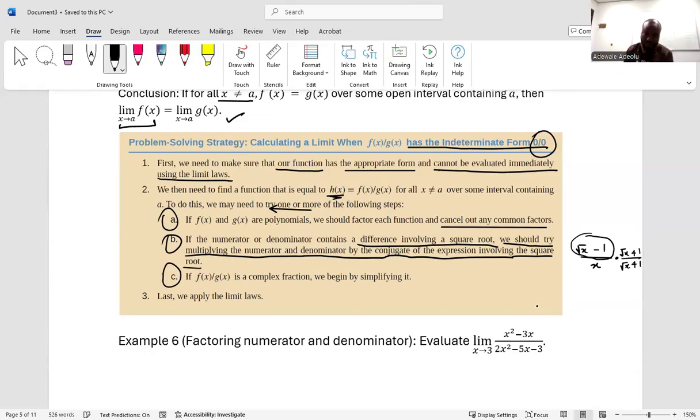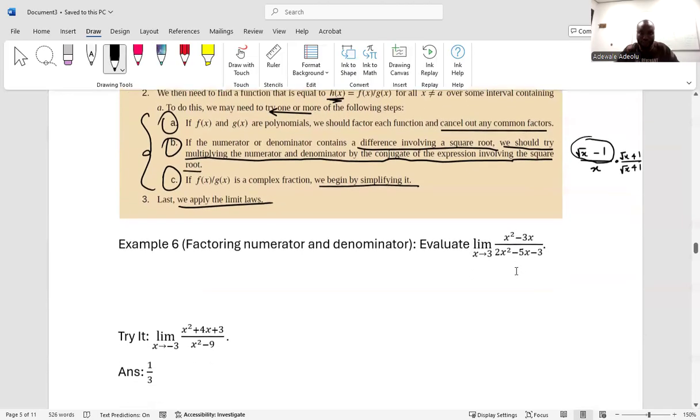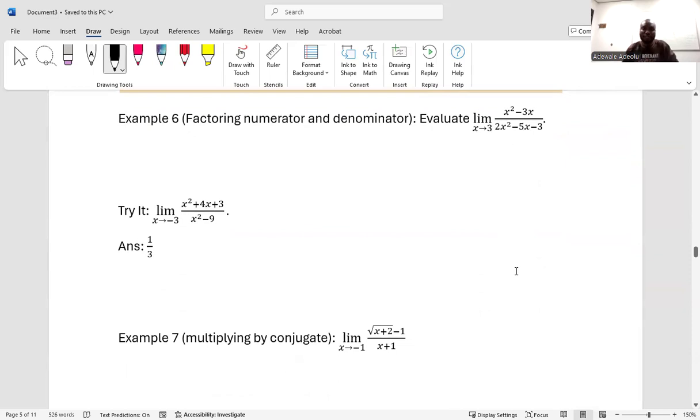And lastly, if f of x and g of x form a complex fraction, you need to simplify it. One of these three things should work for you and allow you to use the limit laws. I hope this makes sense to us. Let us consider some examples.